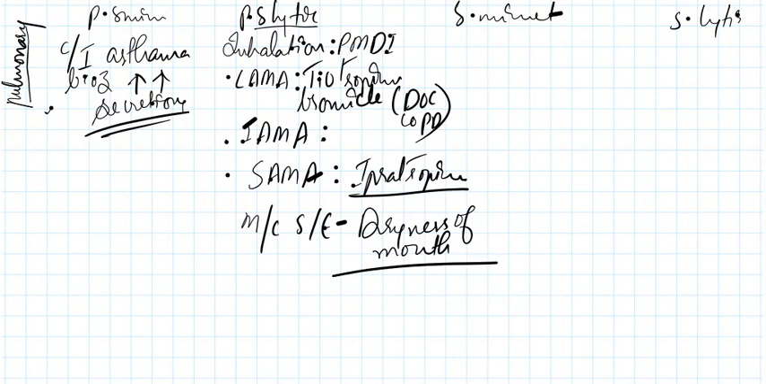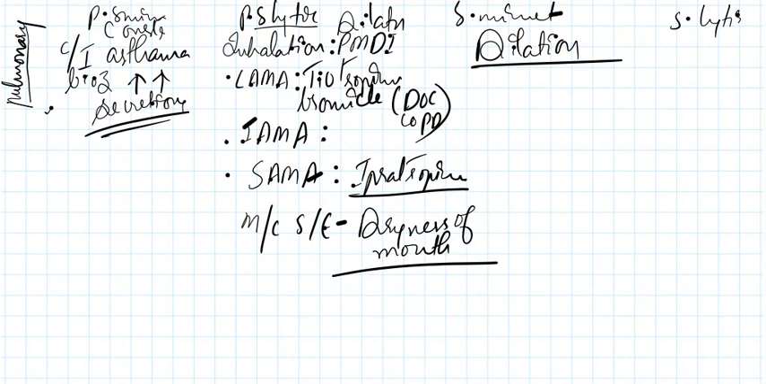Okay. Now if you ask me, sympathomimetics, they cause bronchodilation. Parasympatholytics cause bronchodilation, but parasympathomimetics cause bronchoconstriction. Remember this. That's why they are contraindicated in asthma, because they increase the secretions as well as they cause bronchoconstriction. So they are contraindicated in asthma and COPD also. Okay. So sympathomimetics cause bronchodilation.